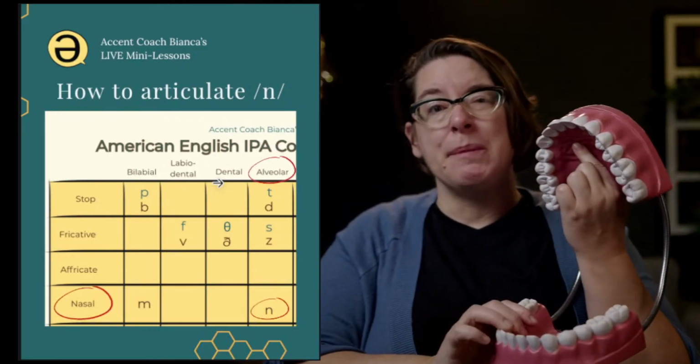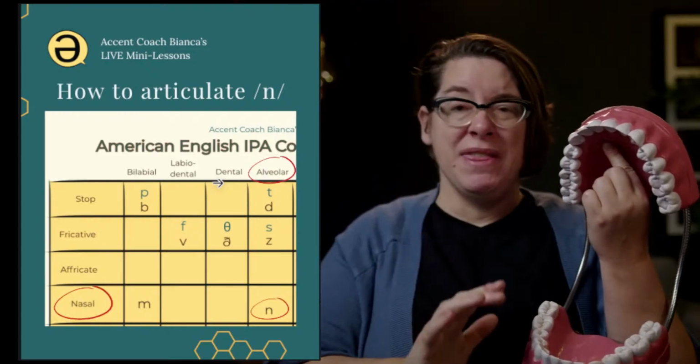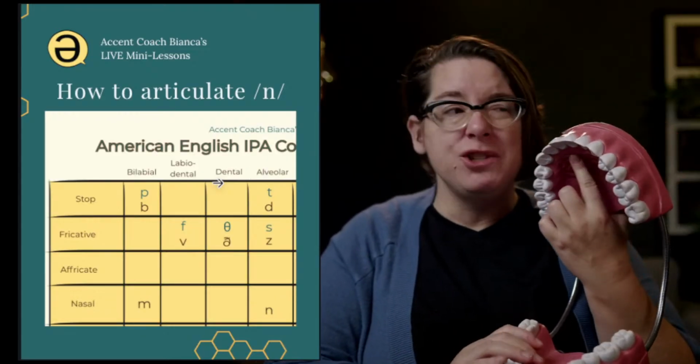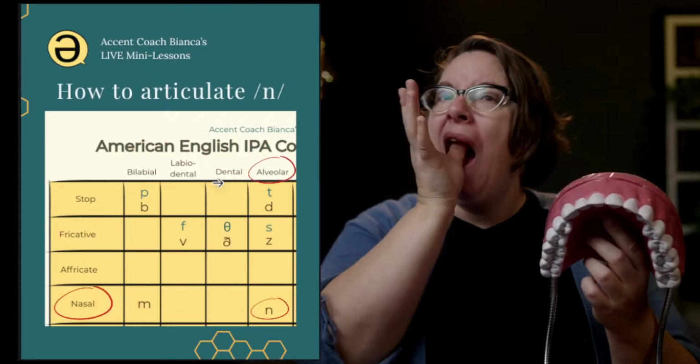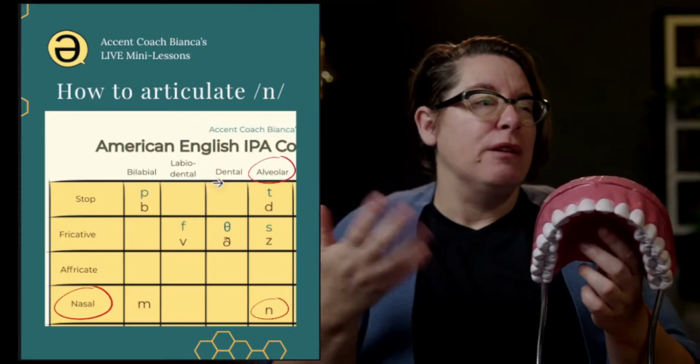It's that bump behind your teeth. Right there. So that's your bump or your ridge. You'll hear me call it alveolar. It's the kind of sound. Any sound that's made on or near the bump, we call it an alveolar sound.